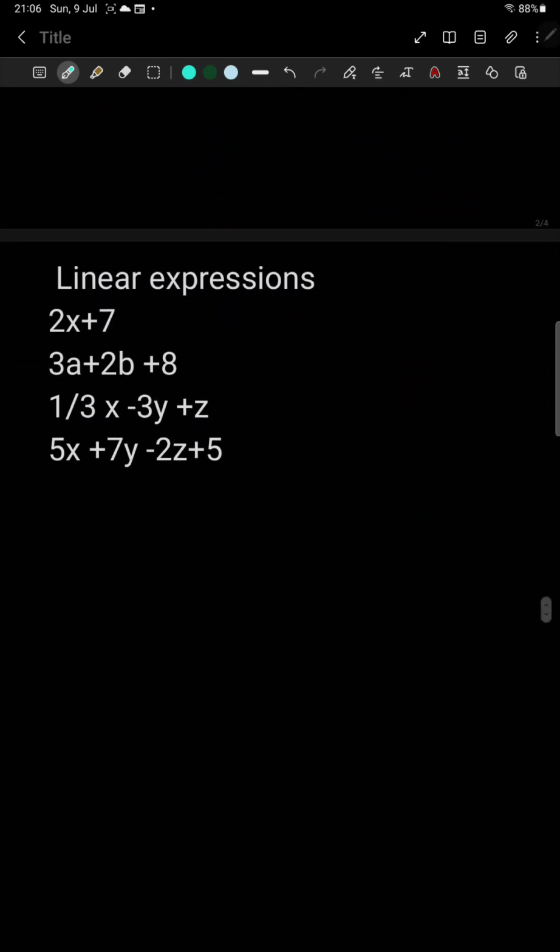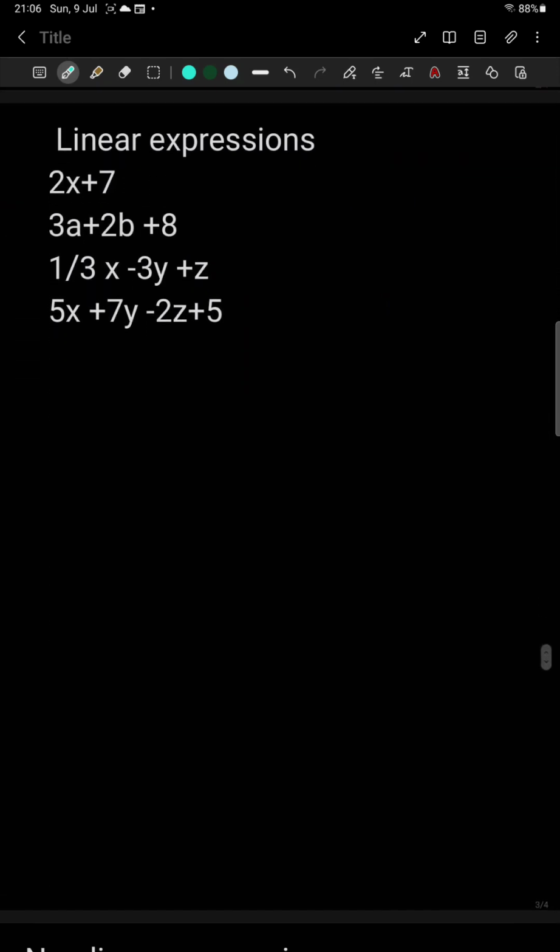Now there are two types of algebraic expressions. The first one is linear expressions. So what are linear expressions?